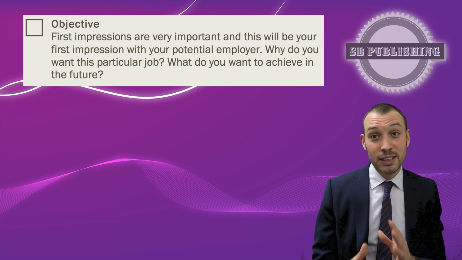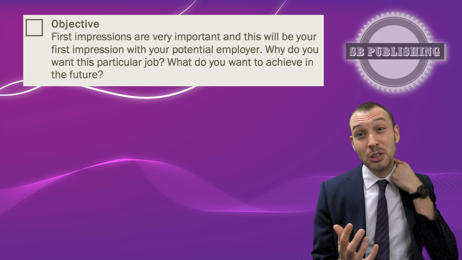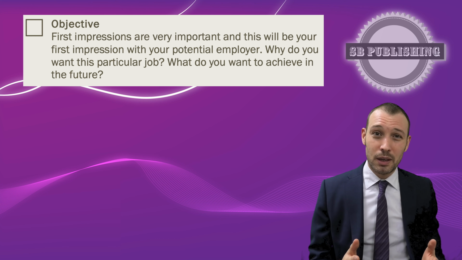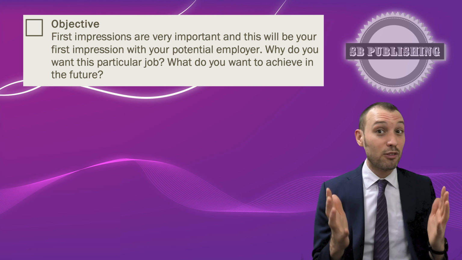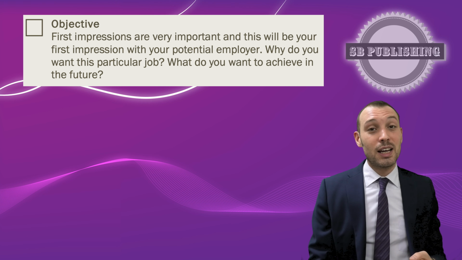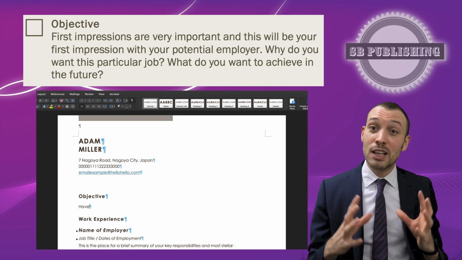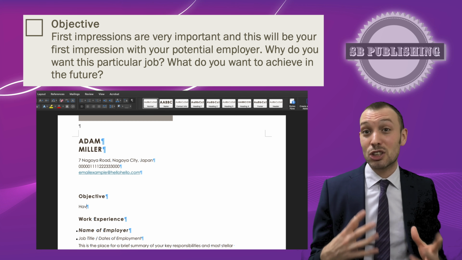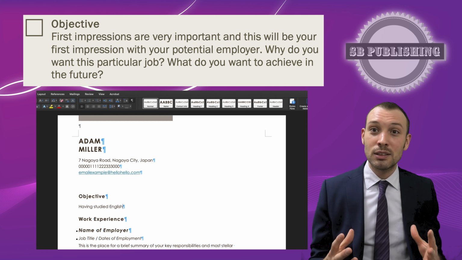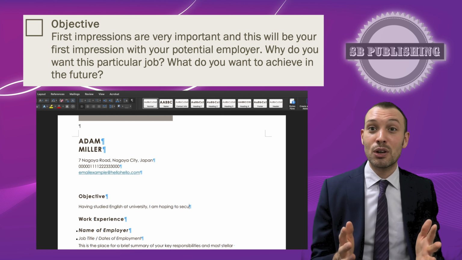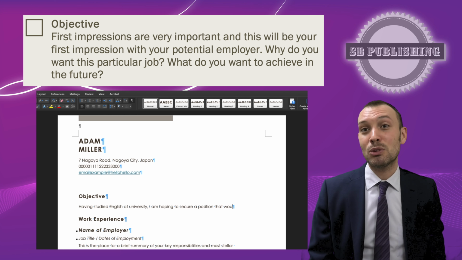Okay, step 2 is the objective. And like I said at the beginning of the video, this is possibly the most difficult section on the resume to fill out. So for the objective, this is kind of like your first impression. You can only make a first impression once, as they say, and this is it. So in this short section, you need to sum up, you need to summarize who you are, why you want this position, why this position is right for you, and where you see yourself in the future.